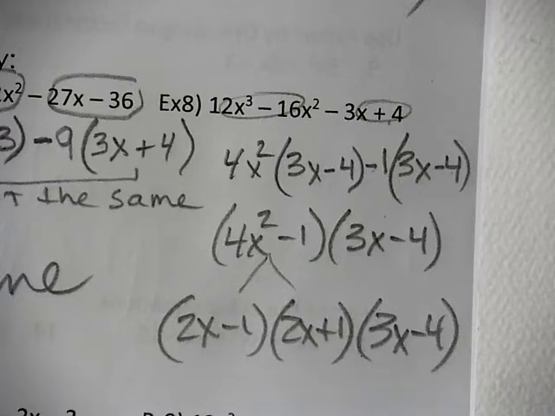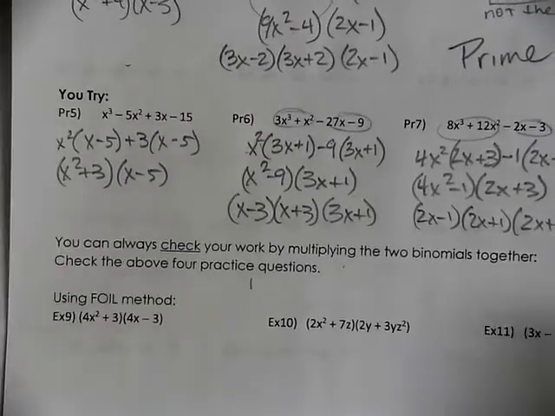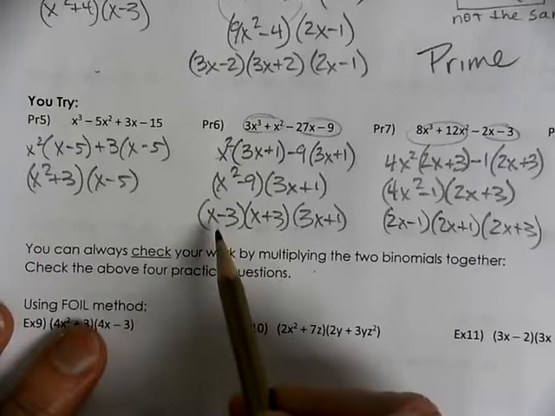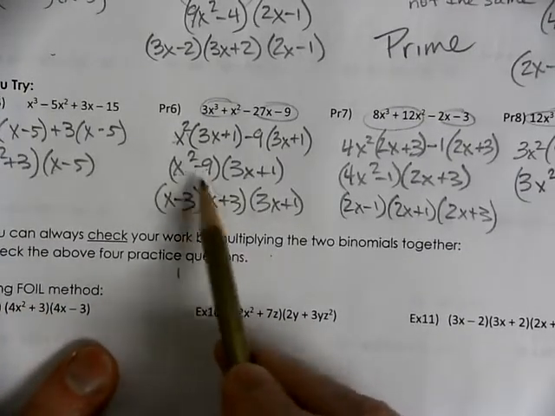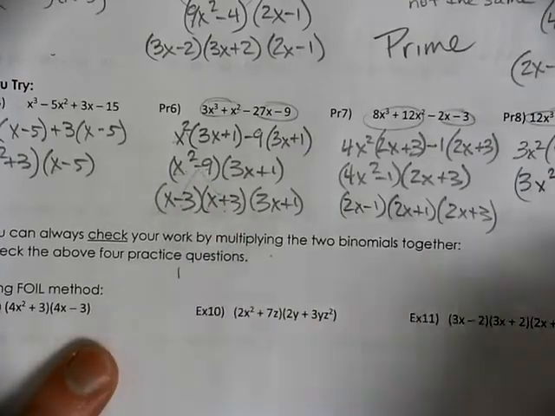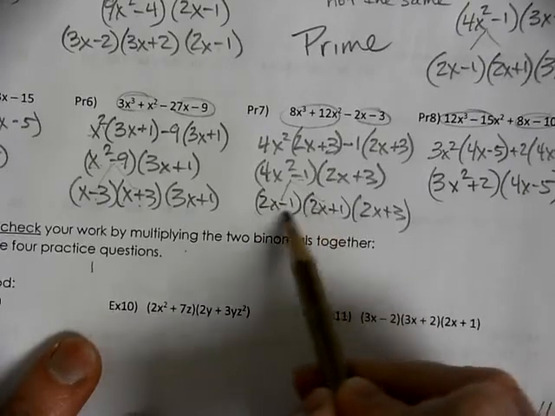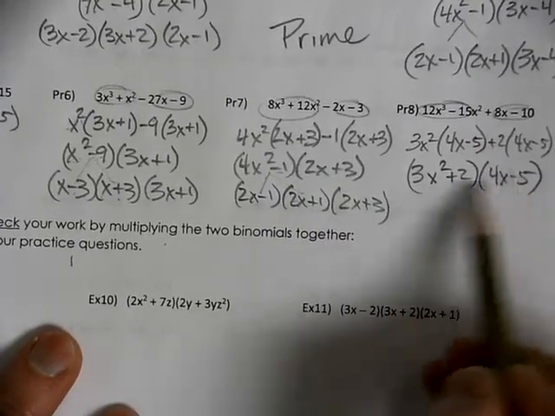You can pause the video, work through the U-tries. All right, checking your answers. X squared plus 3, x minus 5. These are the U-tries. This is the difference of two squares, so we can factor it apart again. This is the difference of two squares, so we can factor it apart again. This is not the difference of two squares. We cannot factor it again.